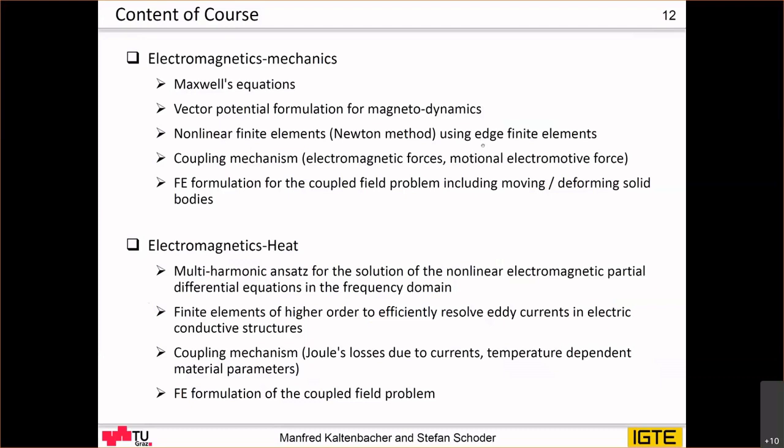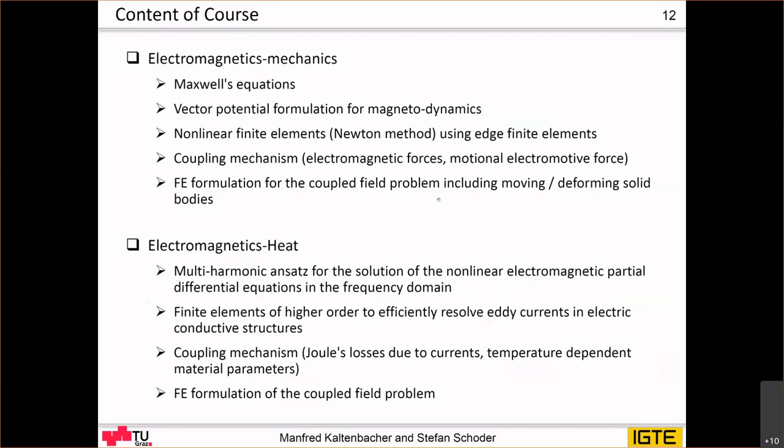We need so-called edge finite elements, so the unknowns are along the edges of the individual finite elements. We will discuss the coupling, electromagnetic forces and the motional electromotive force, so when you have electroconductive bodies moving in a magnetic field. And then, if they are moving and deforming, how to cope with this problem in the finite element method.